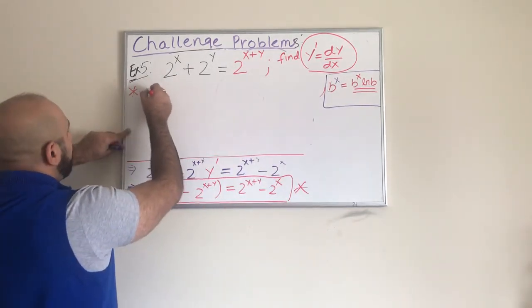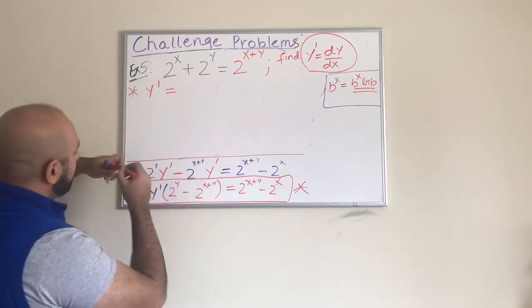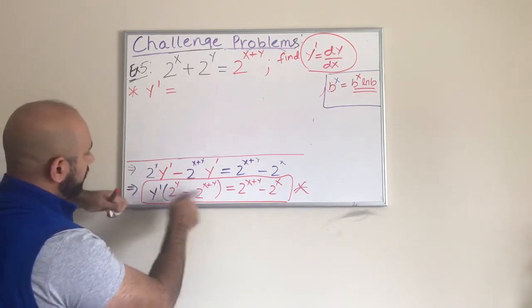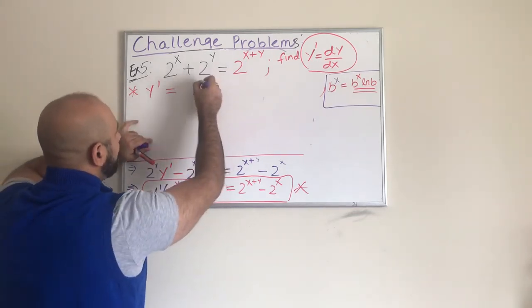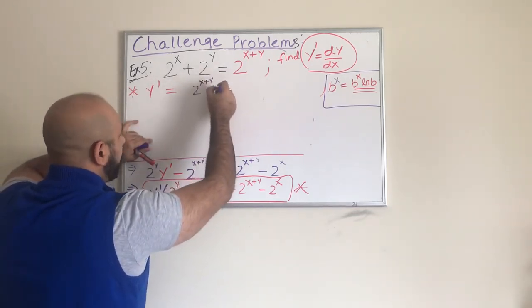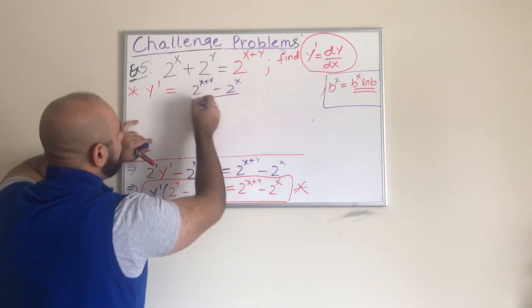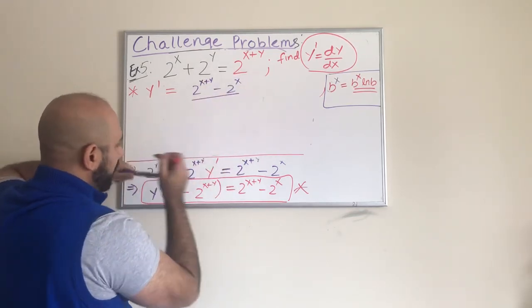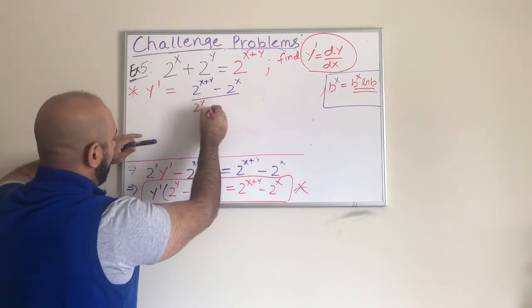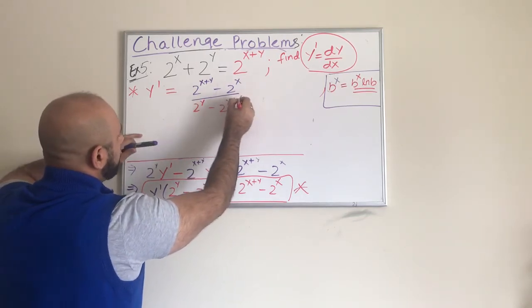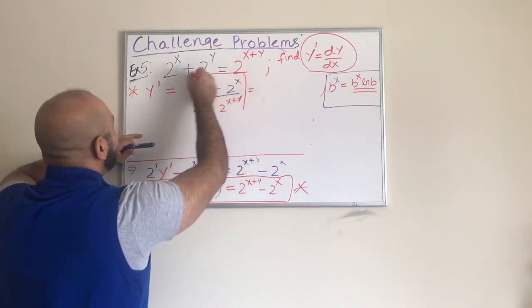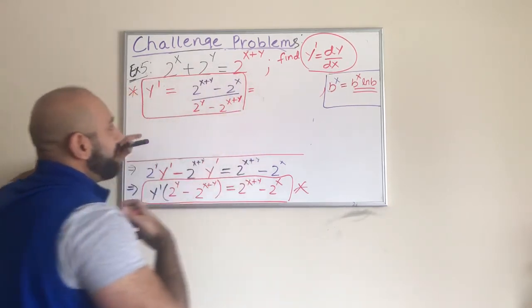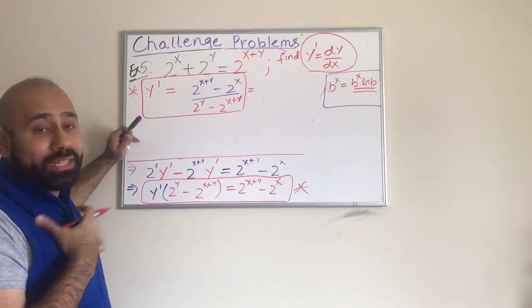So y prime is going to be, when I divide both sides by 2^y minus this whole quantity, this will cross out on the left hand side, and on the right hand side I get 2^x plus y minus 2^x divided by what do I have in the denominator? 2^y minus 2^(x+y). Guys, this is the answer that I got when I was doing it myself without actually looking at the 4 options, because as I told you, it was a multiple choice test.